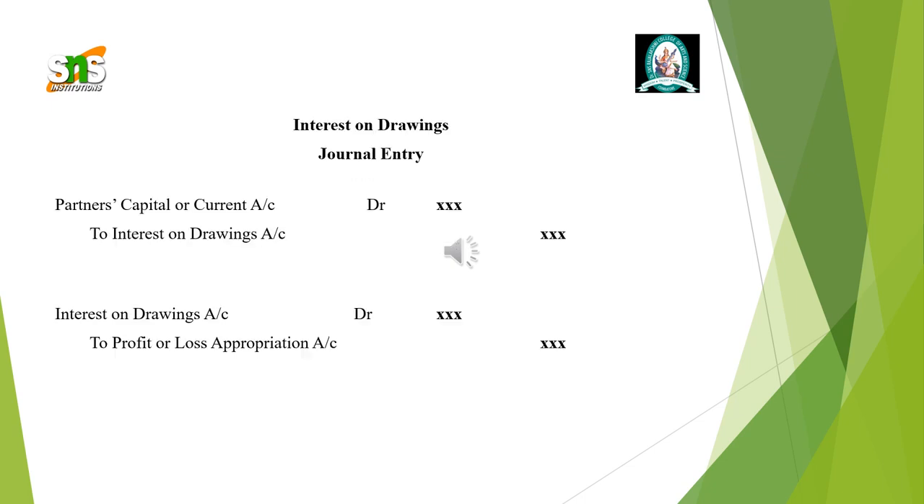In the same way we are going to update the interest on drawings. The provision for the interest on drawings is the reverse of interest on capital. There we debited your interest on capital, here we will be crediting the interest on drawings. Partners' capital or current account debit to interest on drawings account. And then for transferring, your interest on drawings account debit to profit and loss appropriation account.